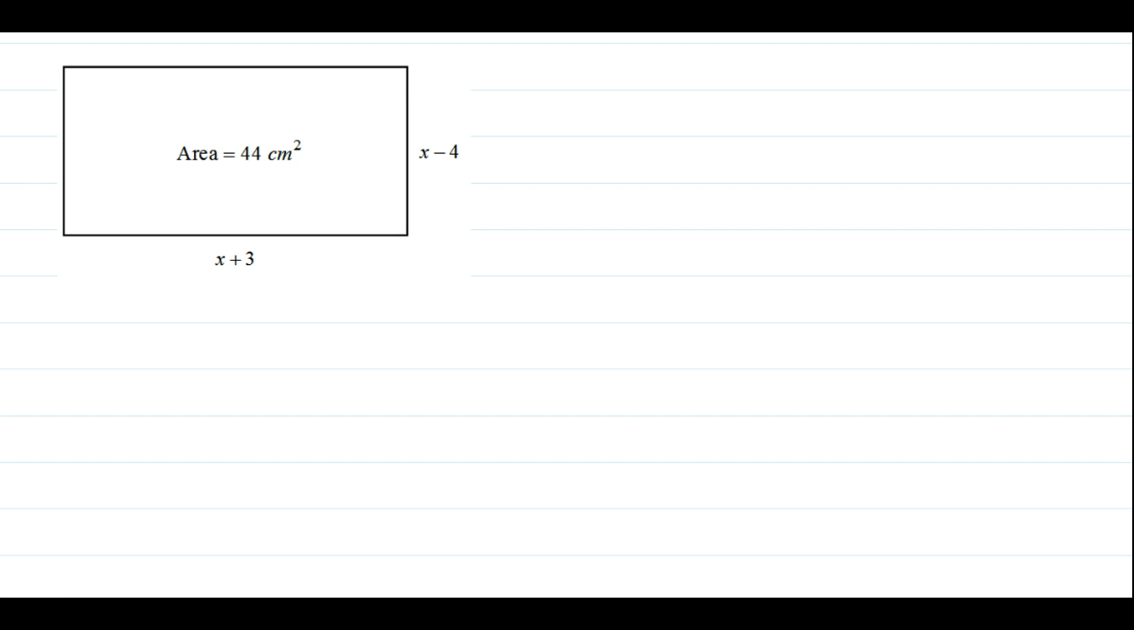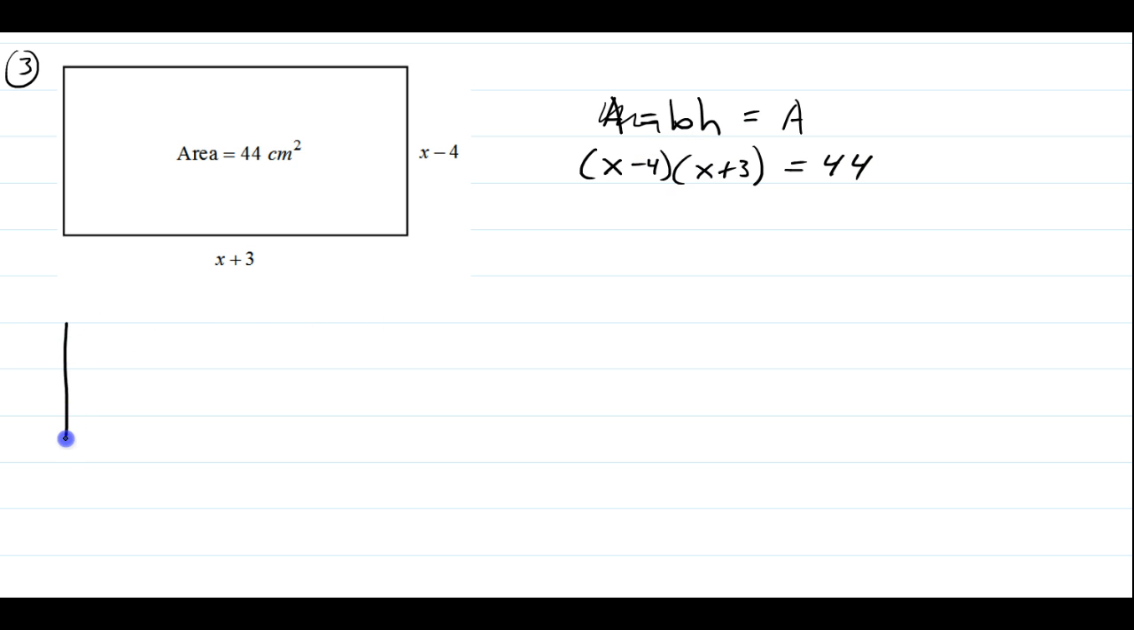All right, for our last problem, we're given a rectangle, and it says the base is x plus 3, the height is x minus 4, and we want to find the area so that it equals 44 centimeters squared. So remember, our area is base times height, and I'm actually going to write it this way. Base times height equals our area. And so I get x minus 4 times x plus 3, and our area is 44. So I need to multiply these out. And remember, to multiply these out, we do the box method.